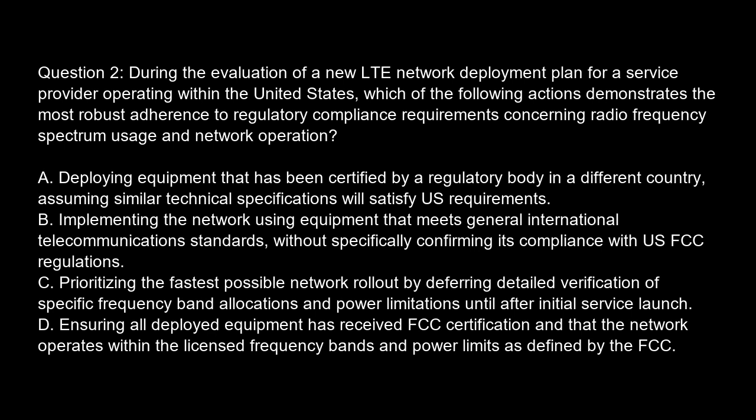Option B. Implementing the network using equipment that meets general international telecommunications standards without specifically confirming its compliance with US FCC regulations. Option C. Prioritizing the fastest possible network rollout by deferring detailed verification of specific frequency band allocations and power limitations until after initial service launch. Option D. Ensuring all deployed equipment has received FCC certification and that the network operates within the licensed frequency bands and power limits as defined by the FCC.